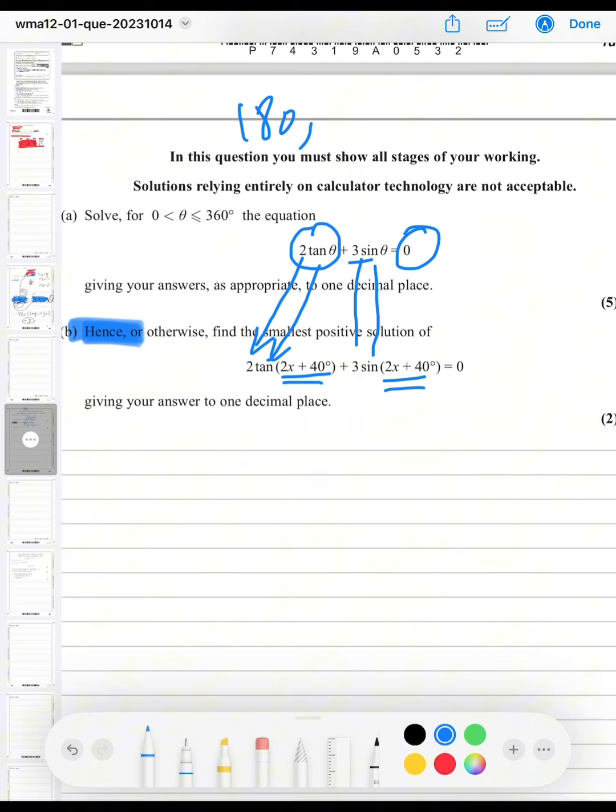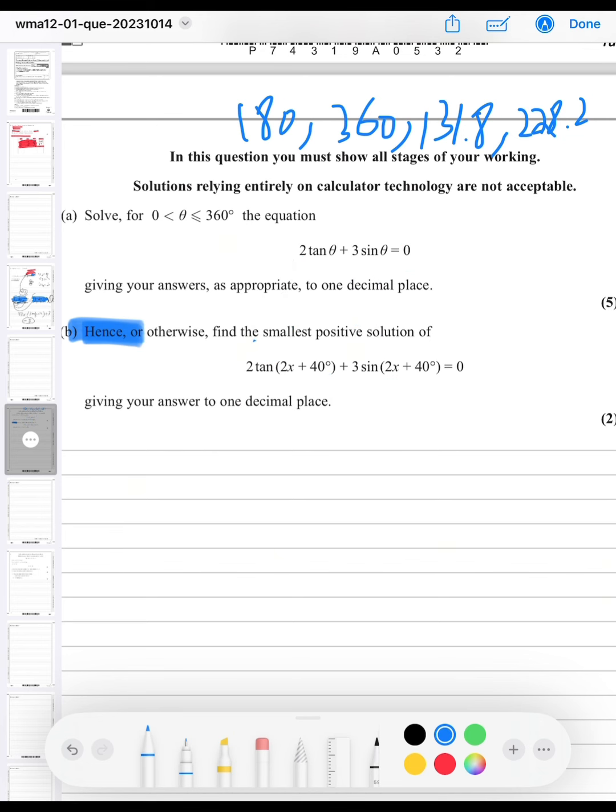and 360 and 131.8 and 228.2. These were the answers which we got for the previous part. By the way, these were equal to theta, and theta is now being replaced by 2x plus 40, which means 2x plus 40 equals all these angles. Now they are asking for the value of x here. The angle is x here, so this number x is the thing they are asking for, and they are asking for the smallest positive answer.